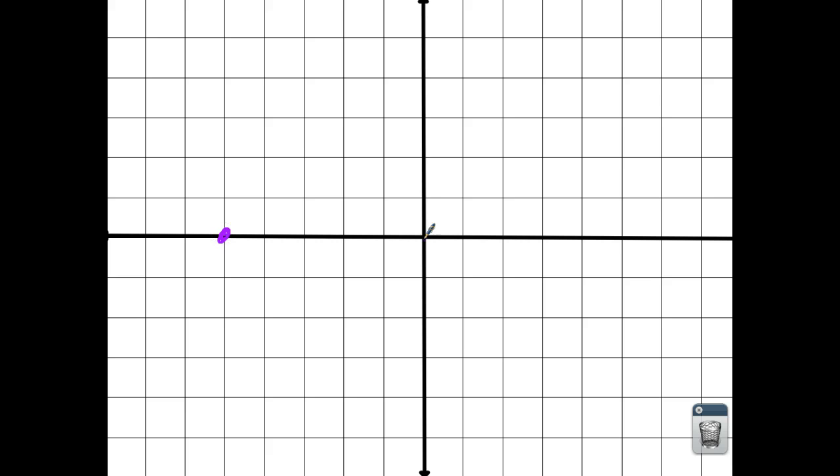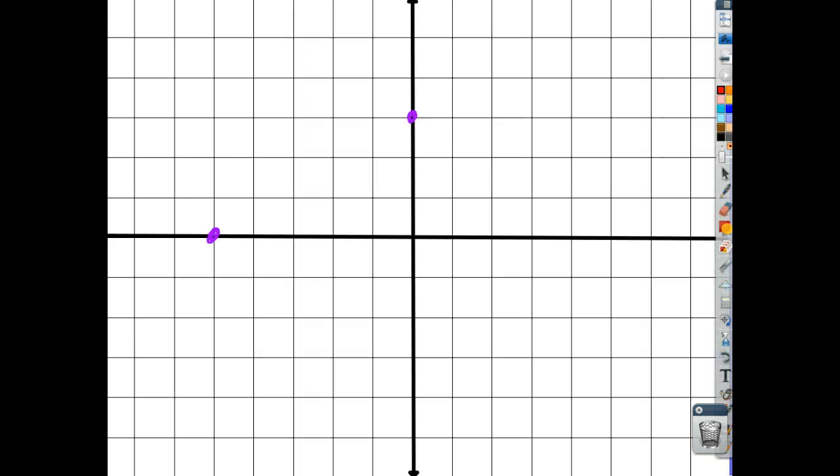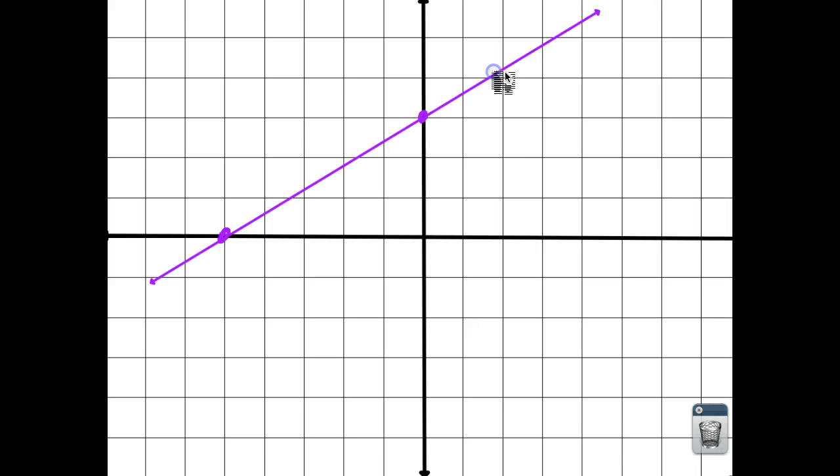(-5, 0), and (0, 3). Let me double check. (0, 3). Okay. Grab your ruler, your straight edge, and connect your points. And you should have 2 intercepts running through your grid. I can do that for you also. You should have a line that looks similar to this one. Let's straighten that out for you.